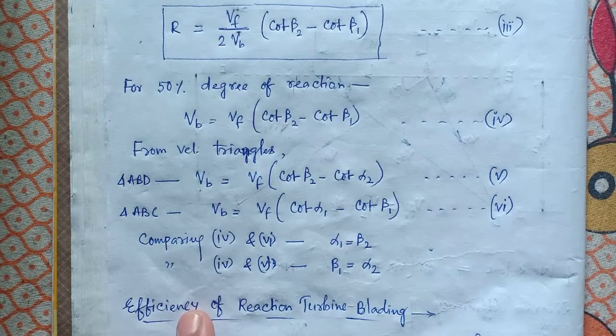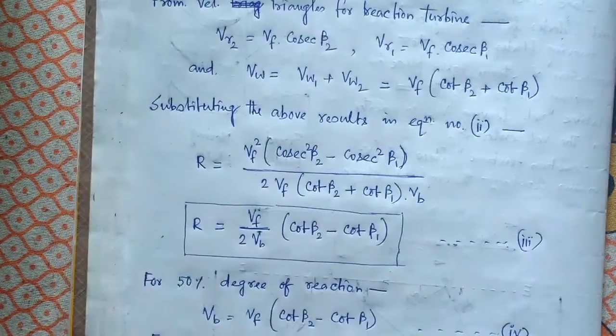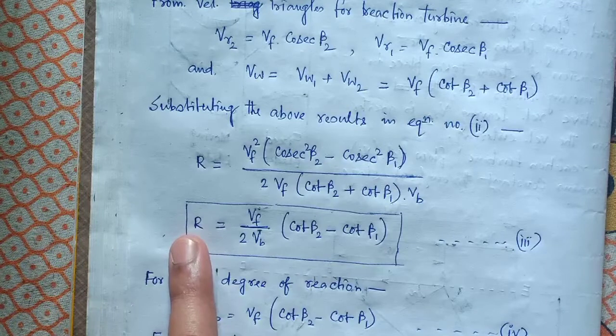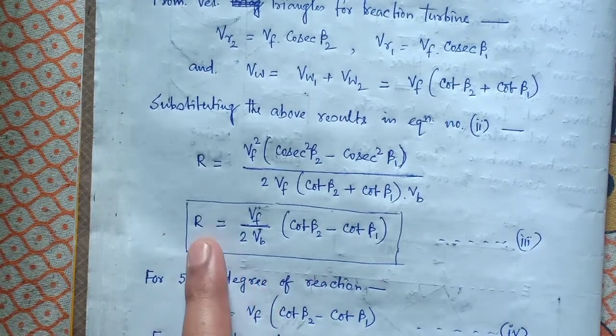Now this shows that for a 50% reaction turbine, the fixed blades, meaning the stator, and the moving blades, meaning the rotor, are identical in shape, and that would give a symmetrical velocity diagram. For a simple impulse turbine, the degree of reaction, the value of R, is equal to 0, and for a pure reaction turbine, it is equal to 1.